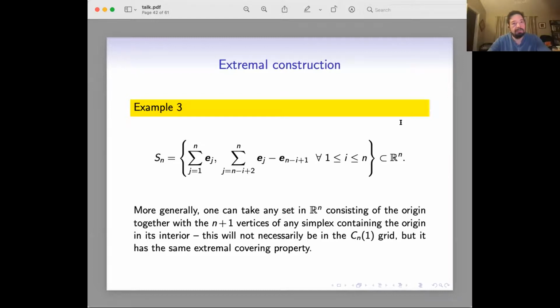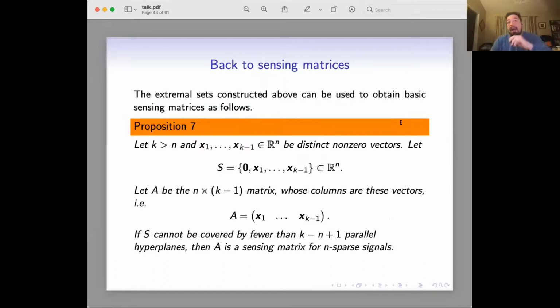What is my fewer than 3 parallel hyperplanes? Okay, great. So having such an extremal set, I can already from this cook up a very simple sensing matrix. It's not great, it's not useful for any purpose, but at least it demonstrates a point.